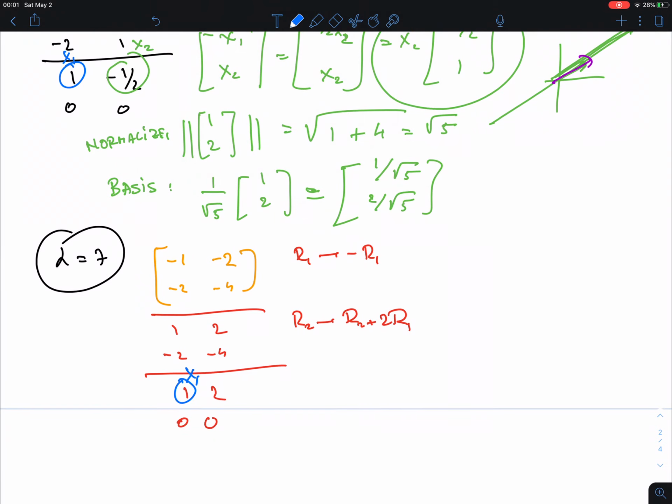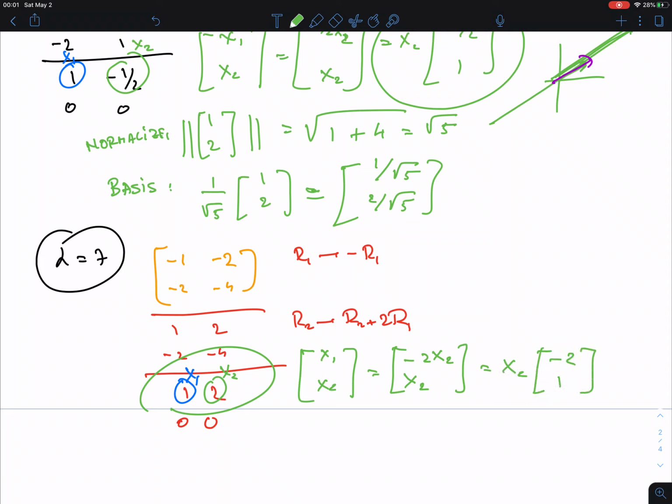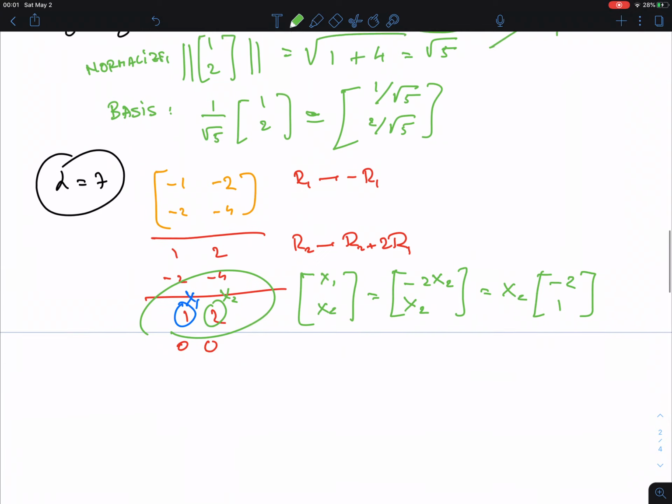Sorry, x1 is the pivot variable, x2 is the free variable. So x1, x2: the free variable is equal to itself, and from this equation I see that x1 is -2 times x2. So I get x2 times (-2, 1). And I'm happy with this one. I don't need to take a multiple. I can if I want to, but why?